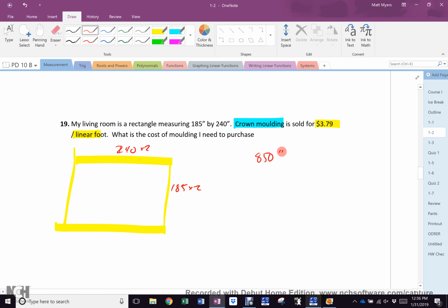850 inches. But I can only buy the molding in what units? Feet. So what do I have to do with that? Divide it by 12. What do I get? $70.8. How many feet of crown molding do I need to buy? 71. Is that a real life answer?